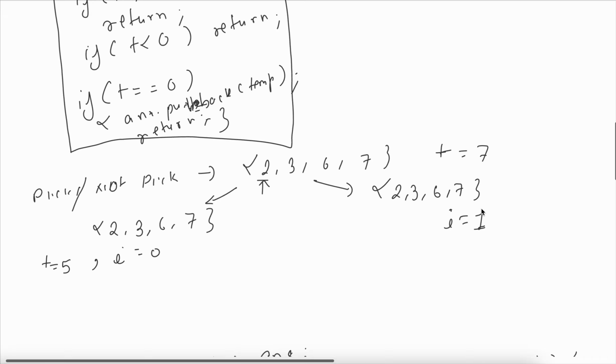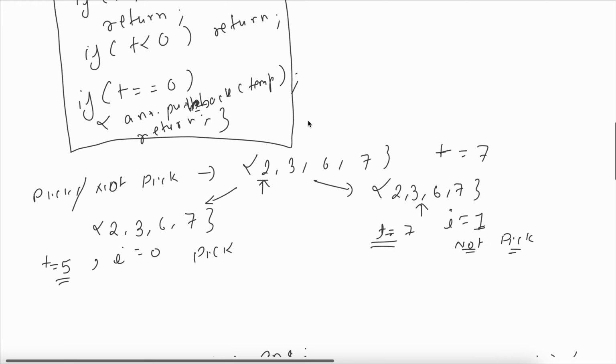I will do i++, so I will move to 1, like on this position. But my target won't change because I haven't chosen this number. It's my choice to choose a number or not. Okay, I will try all the cases. This is a case where I have picked that number, this is a case where I have not picked the number. Okay, now I will go on further.